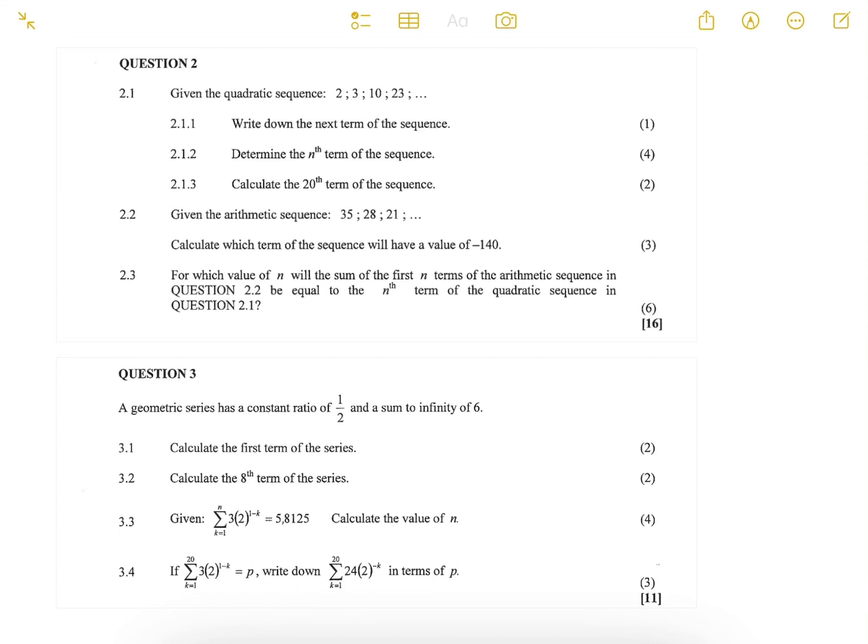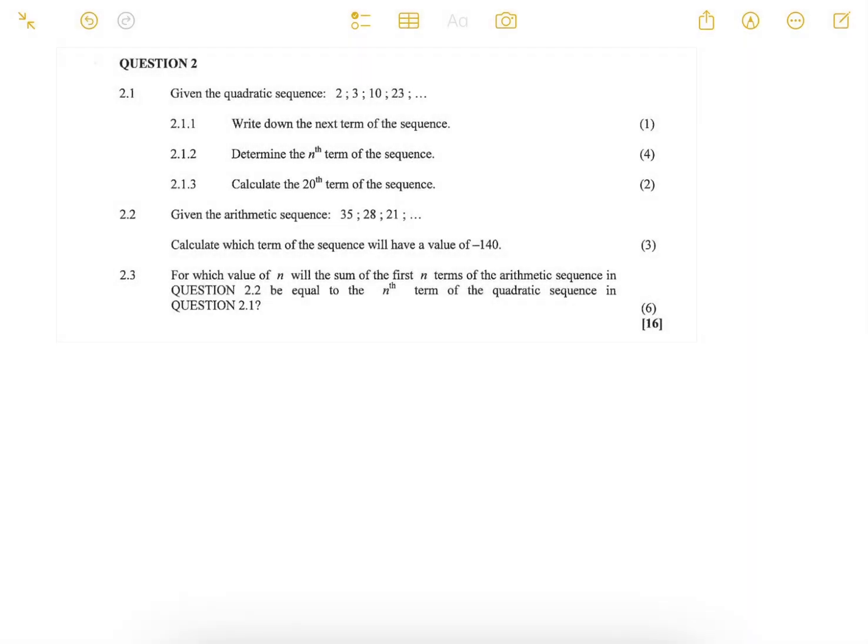Good day, welcome to another video where we are doing the final video in our test or exam preparation series on sequences and series. Here we have question 2 and question 3, so we'll begin with question 2.